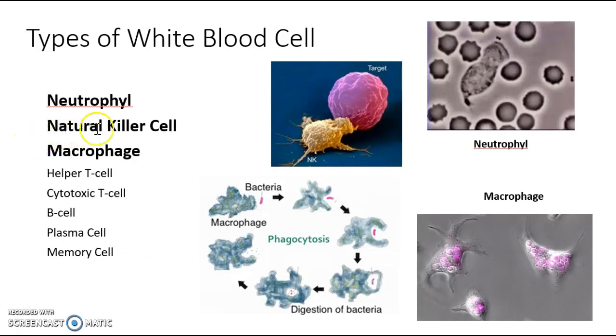The third type of white blood cell is a natural killer cell. Here we have a natural killer cell that goes up to an infected cell, pokes a hole in it, and kills that cell. Natural killer cells are doing that in response to histamine to kill those cells.